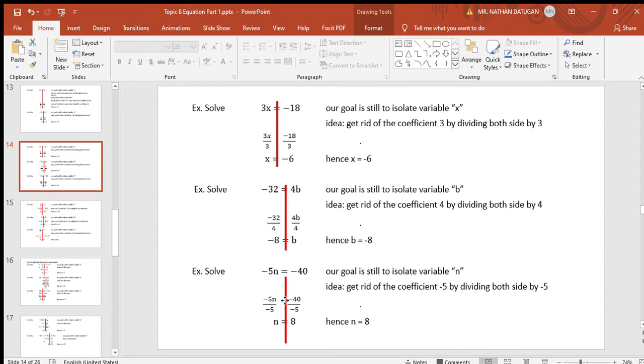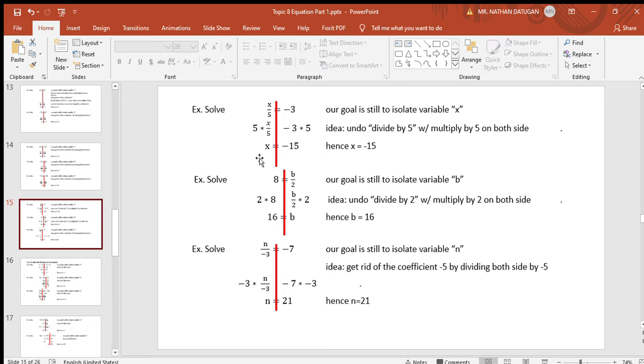Now let's try negative 5n equals negative 40. Again, we want to isolate n, and we're not simply going to divide by 5, because you'd be leaving your negative. So what we do is we divide both sides by negative 5. Negative 5n divided by negative 5 is simply n. And negative 40 divided by negative 5 is basically 8. So n is equal to 8.